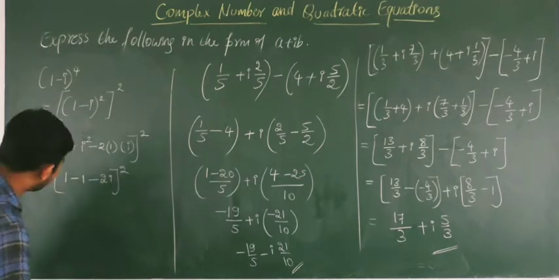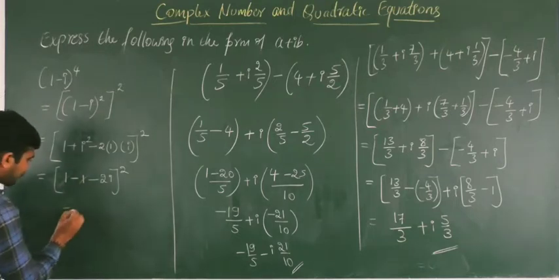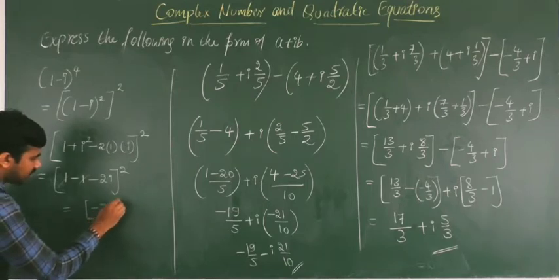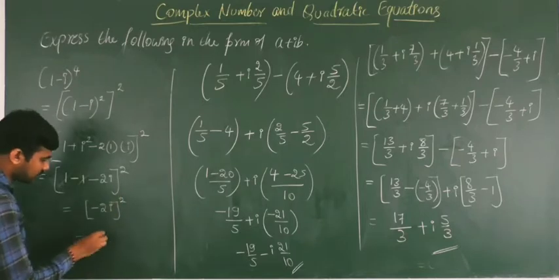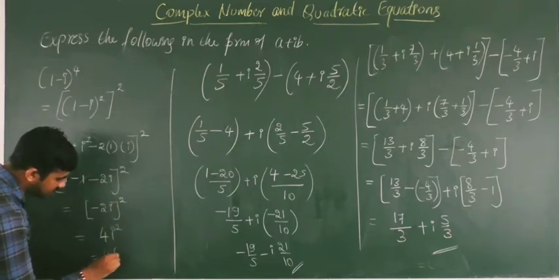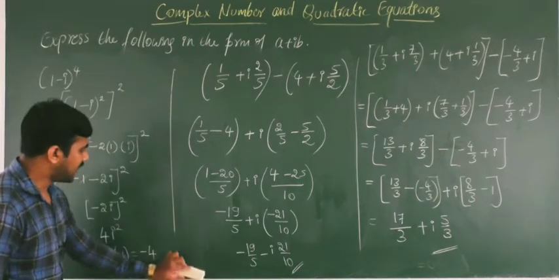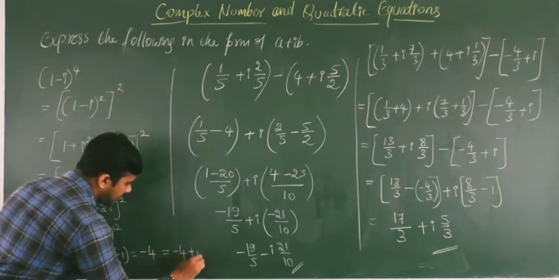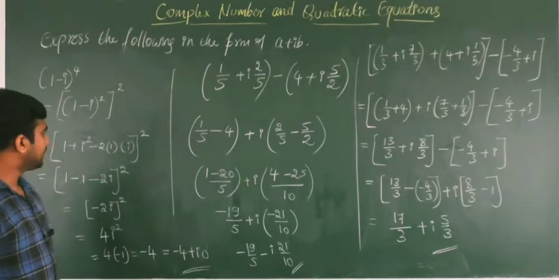Now can you cancel 1 and minus 1? We can cancel. And what remains here is nothing but minus 2I whole square. If you square it, you will get 4I square. 4 into I square, which is minus 1, so this is nothing but minus 4. And this can be written in the form minus 4 plus I into 0.